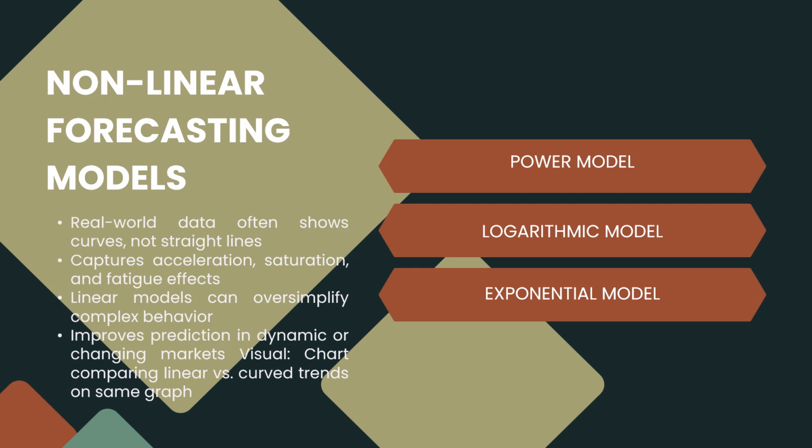Things like rapid growth, saturation points, and diminishing returns. They help forecast more accurately in dynamic conditions where the relationship between inputs and outcomes bends, curves, or simply level off.